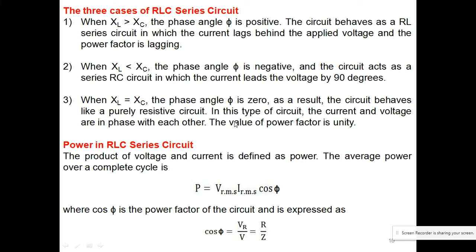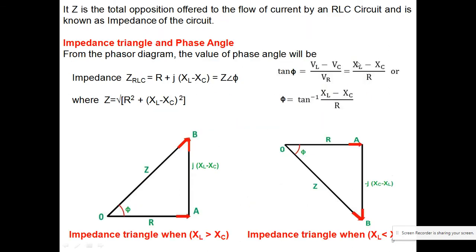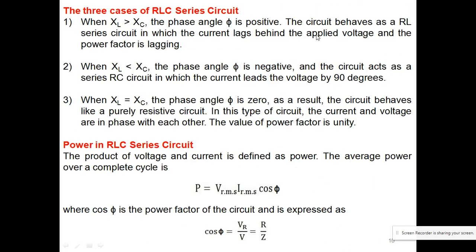Okay. So there are three cases in the RLC series circuit. One is XL greater than XC. In this case, our angle becomes positive because XL is greater than XC. The circuit behaves as an RL series circuit in which the current lags behind the applied voltage and the power factor is lagging. We have already discussed this when we discussed the RL circuit.